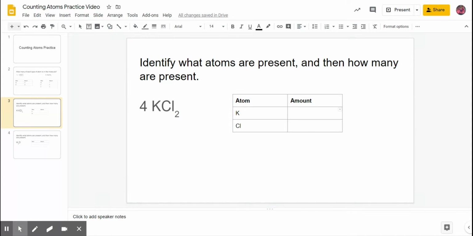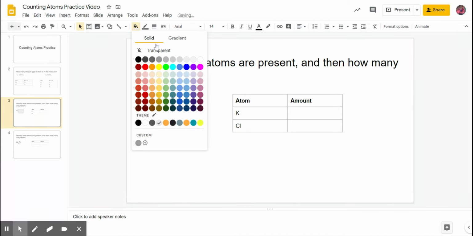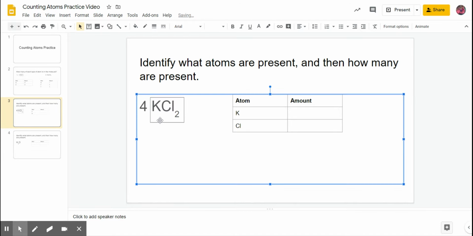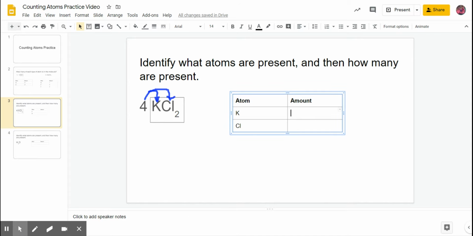We are going to want to put a little box right around our molecule. Okay. So we know that this 4 applies to everything in the box. This 4 goes to the K, and this 4 goes to the Cl. Okay. So for K, I see I've got my coefficient of 4, and I have no subscript. No subscript, none means 1. 4 times 1 is 4.